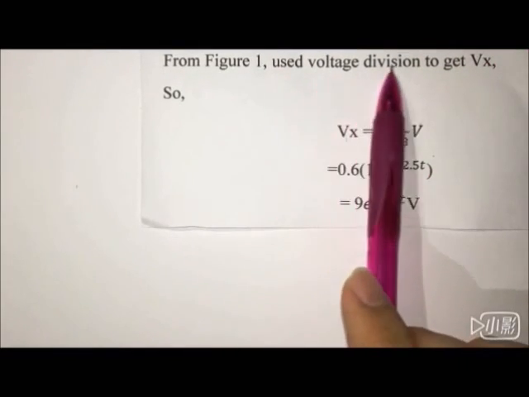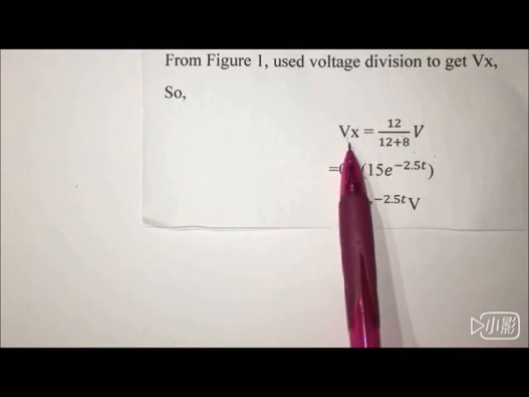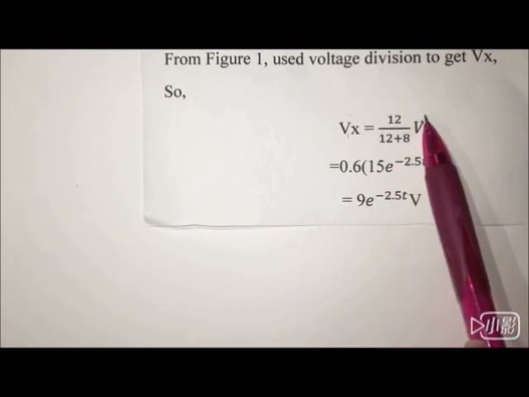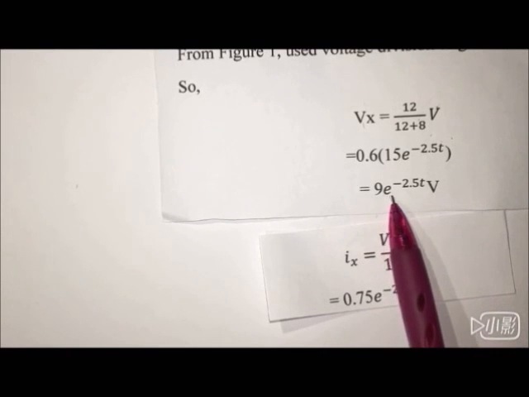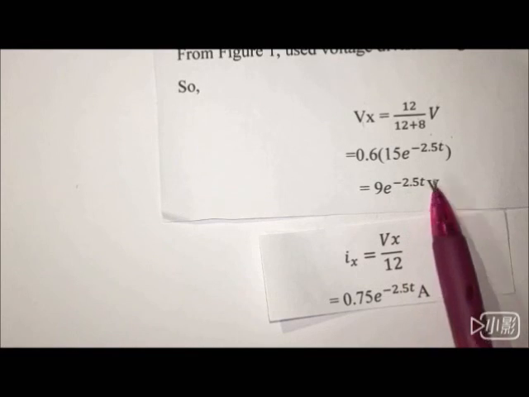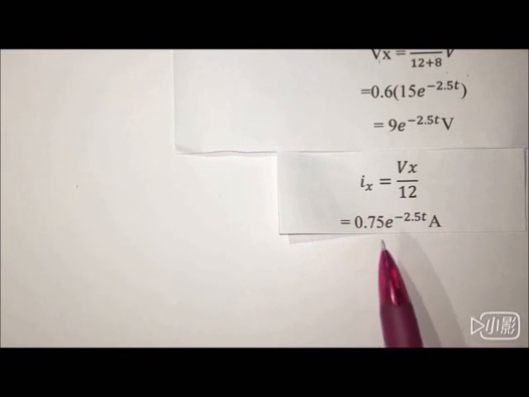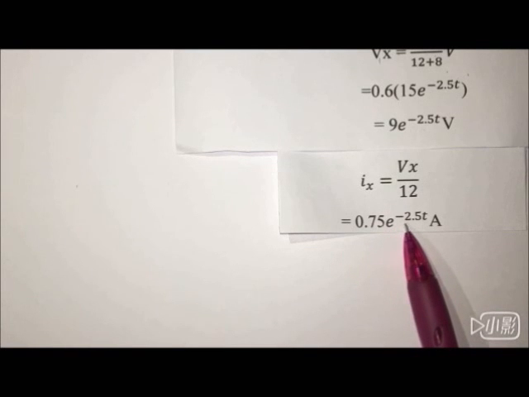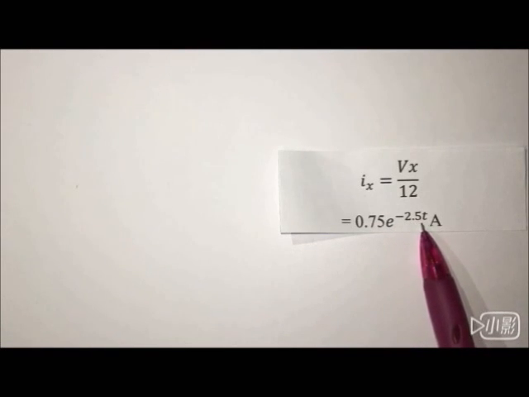We use the voltage division rule to get Vx. Vx is equal to 12 over 12 plus 8 times the voltage. Now we get the answer of 9 exponential to the power of negative 2.5t volts. From this voltage, we can get the Ix value. The answer is 0.75 exponential to the power of negative 2.5t amperes.